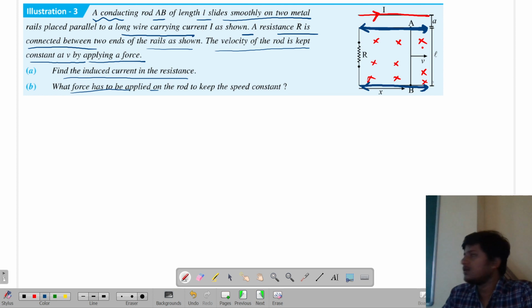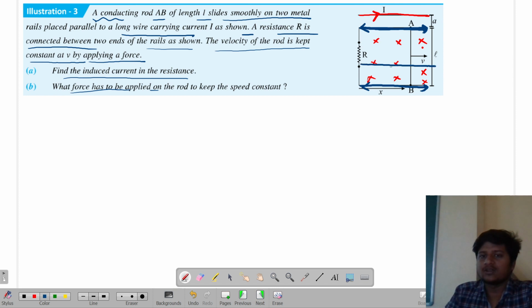Got it or not? So actually, to calculate how much magnetic field is affecting from A to B, you have to consider one element over here. How to solve this kind of problem?